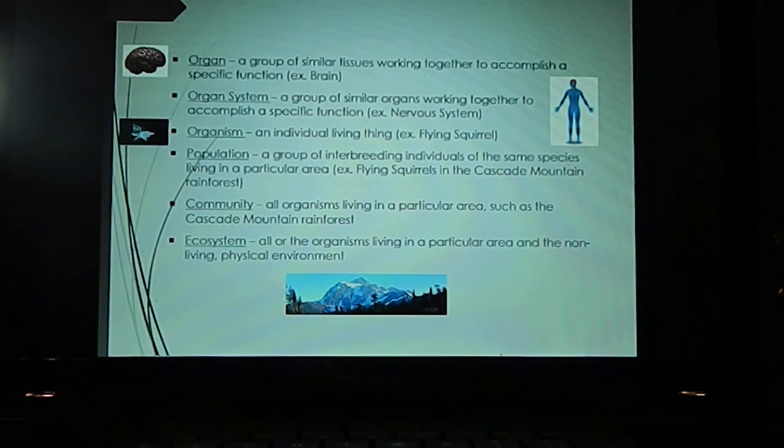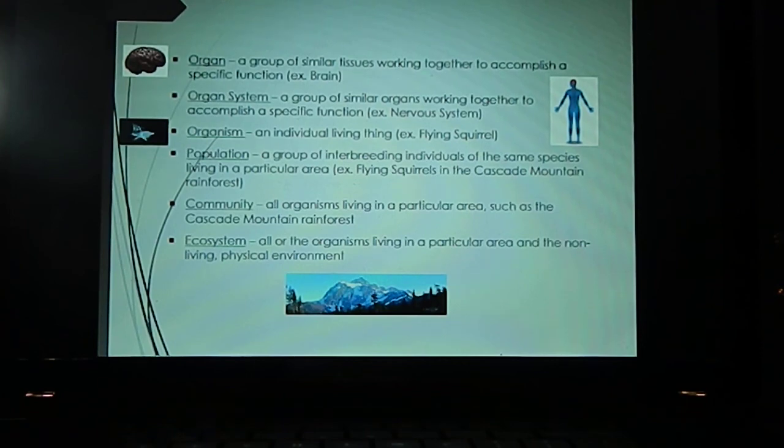So the thing to think about here is that a population is the same species, one species, all right? And so a group living in a given area. So our example that we've been going with is the western flying squirrel that lives in the Cascade Mountains of Washington in the rainforest, all right?